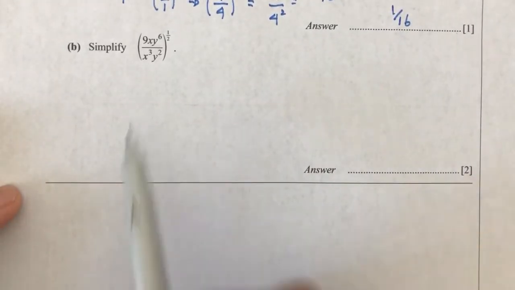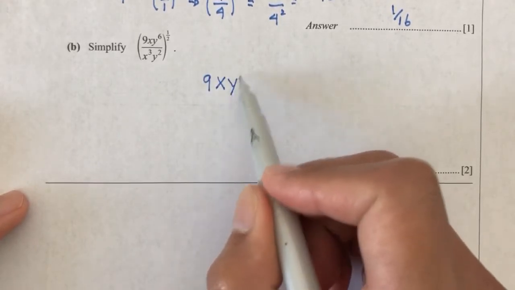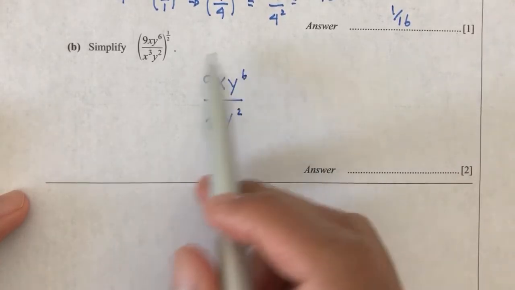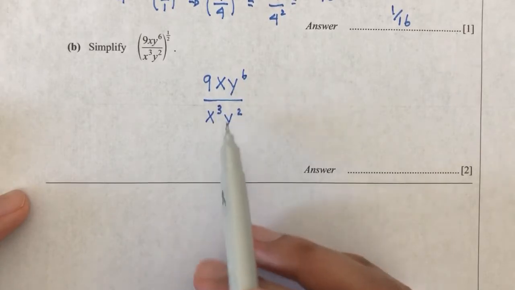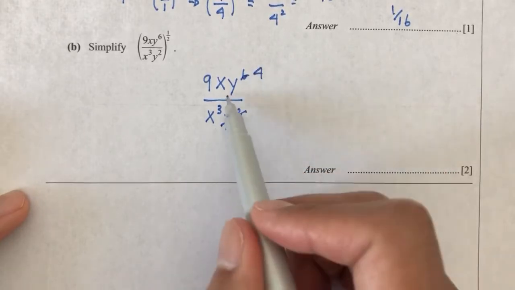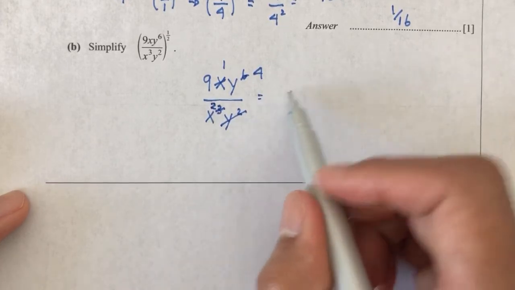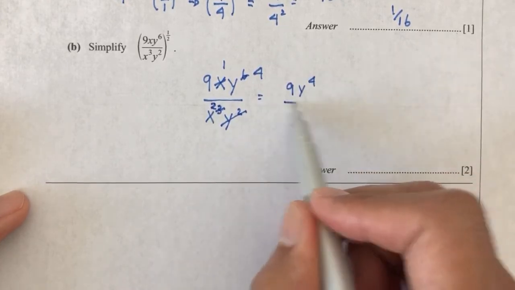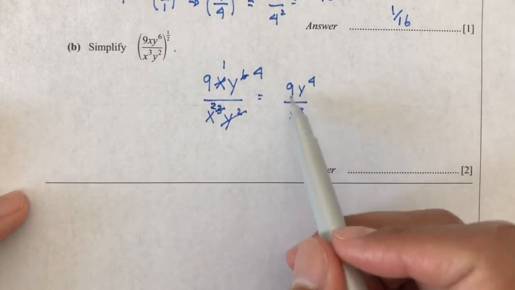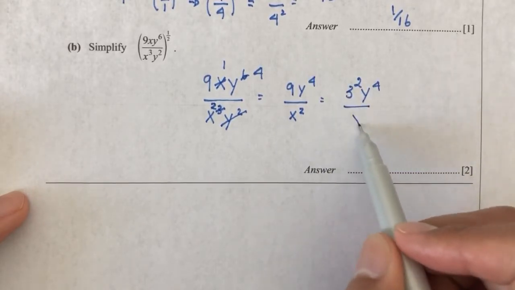Moving on to part B, let's write this bigger. So we have 9x y power 6 and x cube y 2. This is on the inside. Let's first simplify this on the inside. So y6 over y2 cut, y4, and x over x cube becomes x2. So we have 9 y4 divided by x2 remaining. What is 9? 9 is also 3 power 2, y4 divided by x2.